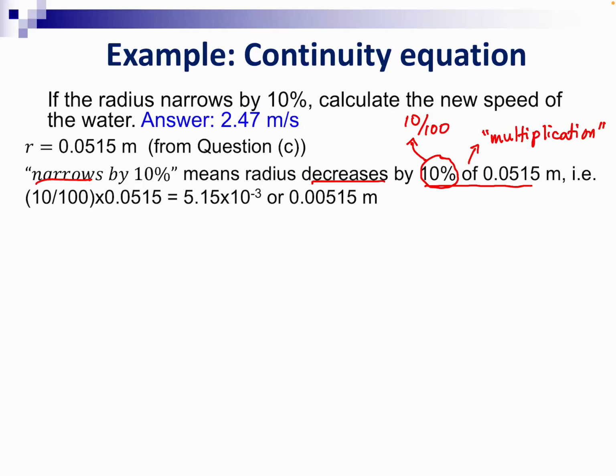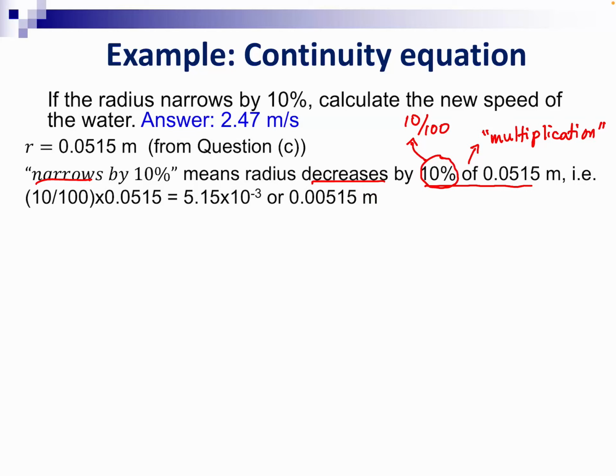So in math speak, when we say 10% of something, it means 10 divided by 100 times that number. So when we say 10% of 0.0515, it means 10 divided by 100 times 0.0515. Cool, clear enough? Okay, so that gives you 5.15 times 10 to the minus 3 in meters. So this is how much the pipe narrows in terms of meters if it narrows by 10%.